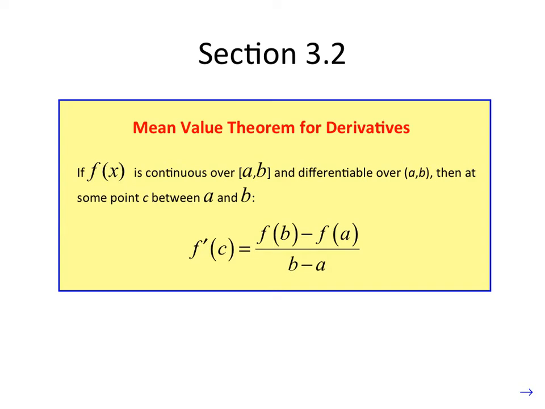So the mean value theorem says that if you have some continuous function over a closed interval from a to b, and that function is differentiable over the open interval a to b, then at some point c, which would be an x value, between your interval a and b, the slope from a to b, which would be the secant line that connects your points from a to b, would be equal to an instantaneous slope at that point c. So the slope of the secant line will have to be equal to the slope of some tangent line at c.